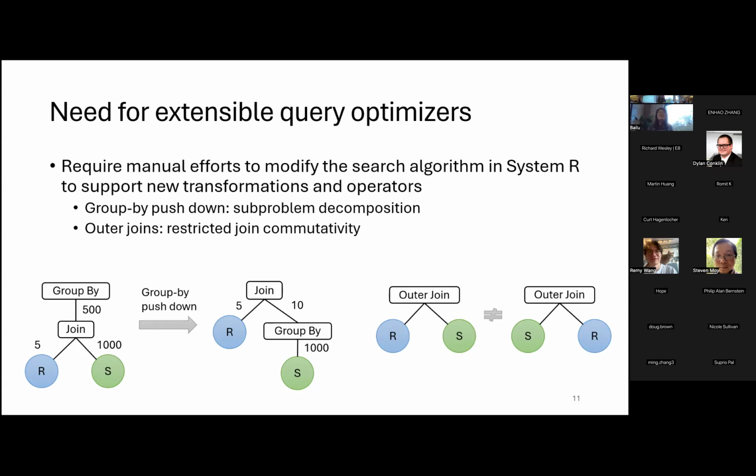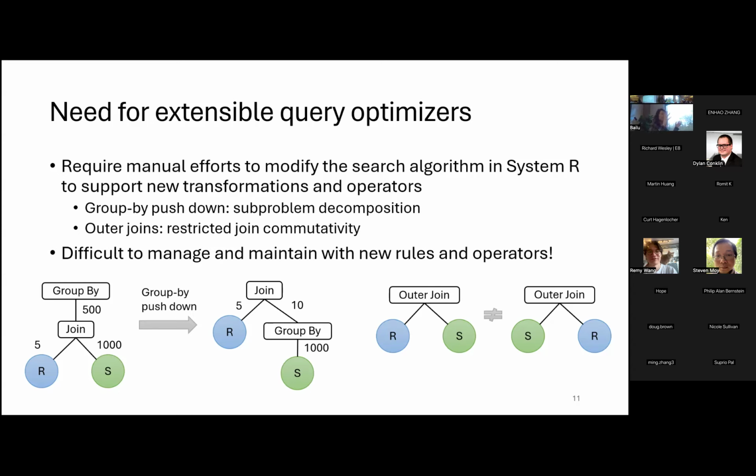However, for System R, every time you have a new transformation or new operators, you need to rethink how to do the subproblem decomposition, because now it's not just extending one relation with another. You need to consider which part needs to contain this group by operator and which relations can commute with themselves in the presence of outer join. So this is not undoable, but it's just difficult to manage and maintain the search algorithm with an increasing number of new rules and operators.